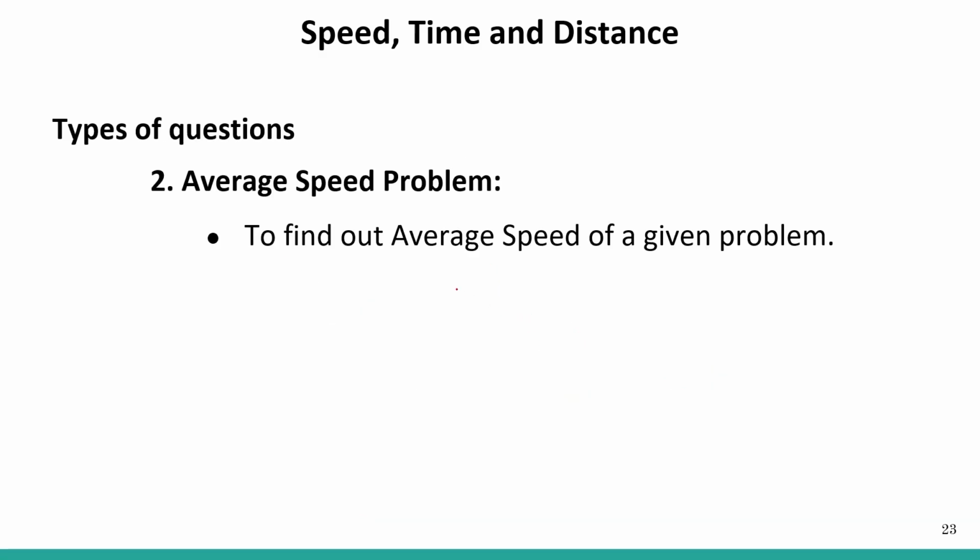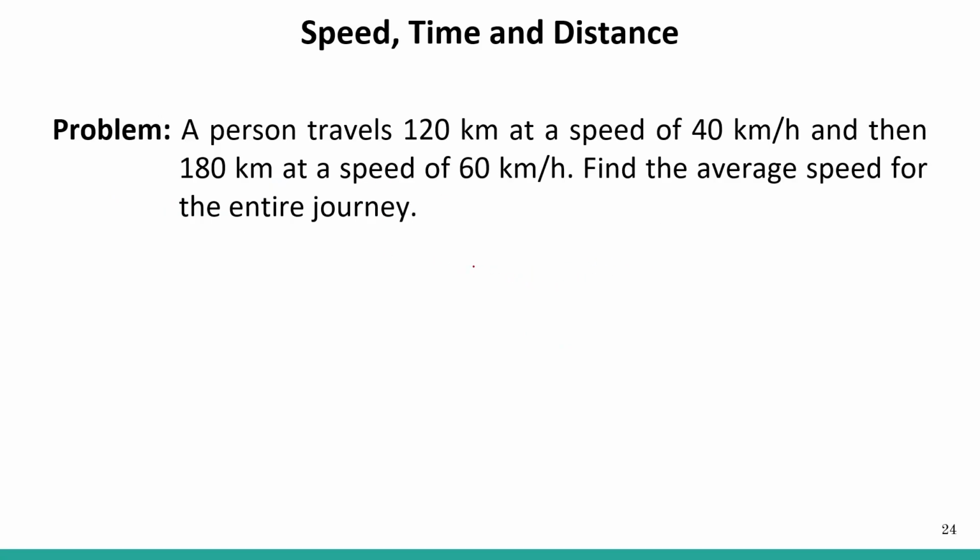Okay, so let's see the second kind of question, that is on average speed problems. To find the average speed of a given problem: a person travels 120 kilometer at a speed of 40 kilometer per hour and then 180 kilometer at a speed of 60 kilometer per hour. Then find the average speed. We will find the average speed for the entire journey, right?